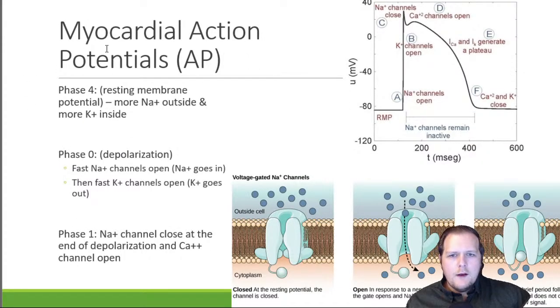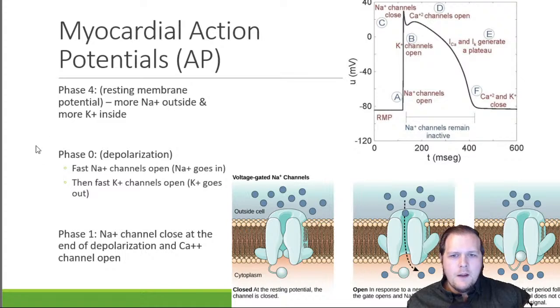Okay, so as I mentioned, phase 4 is basically our resting membrane potential, where again, we're going to have more sodium on the outside and more potassium on the inside. And that is maintained by the sodium potassium pump. That's a really important pump that we're going to see how we can affect with medications in just a little bit.